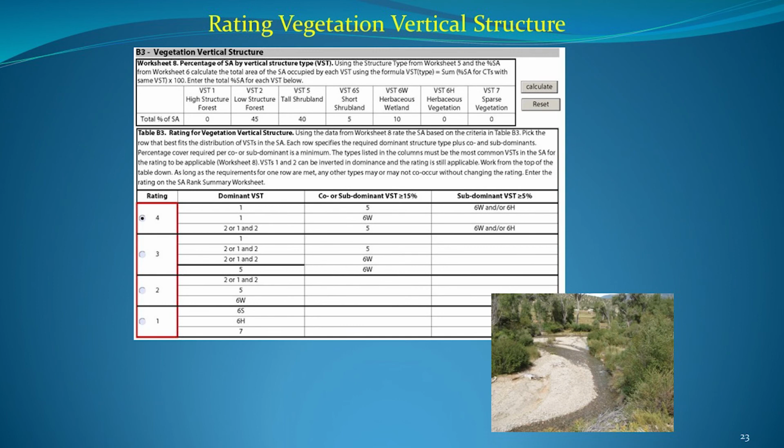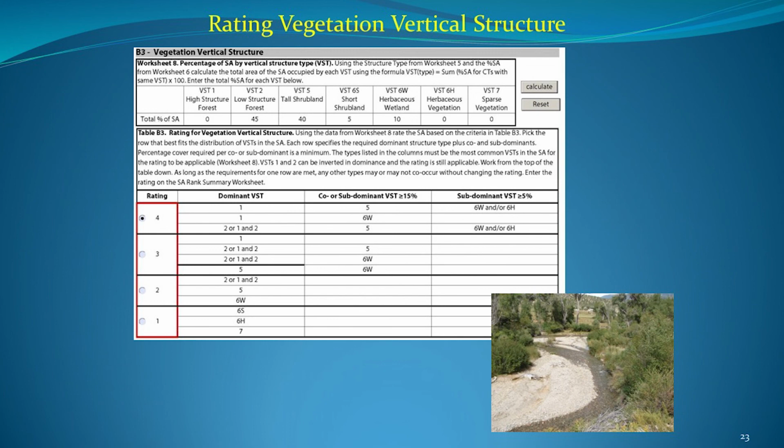Because we have 45% 2, which is the low structure forest. So we've got that 2. And we have 40% 5, which is the tall shrubland. So we meet that 15% cutoff for the 5. And we have 10% herbaceous wetland. So we meet the 5% cutoff for that third column. So in this example, we have a 4. But let's say we didn't have any herbaceous on our site. Then we would have to go down to the 3 and start looking at the columns there, and we would end up saying, oh, well, we have 2 and we have 5, so we rate a 3.